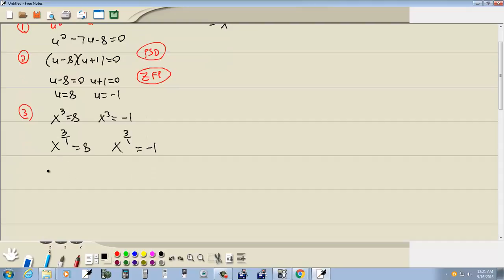Now to get x by itself, we're going to raise both sides to a power equal to the reciprocal of that exponent. Now reciprocal means fraction flip. So this is 3 over 1, so we're going to raise both sides to the 1 over 3 power. Same thing here. And then we'll do the same thing with this other equation.